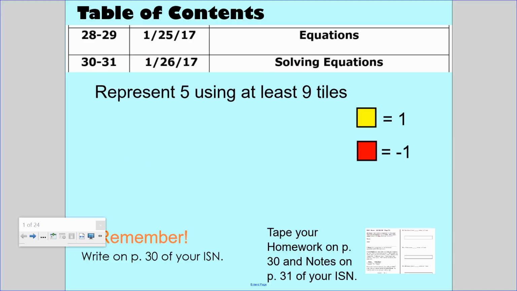Hello, this is a video on how to solve one-step equations with addition and subtraction.